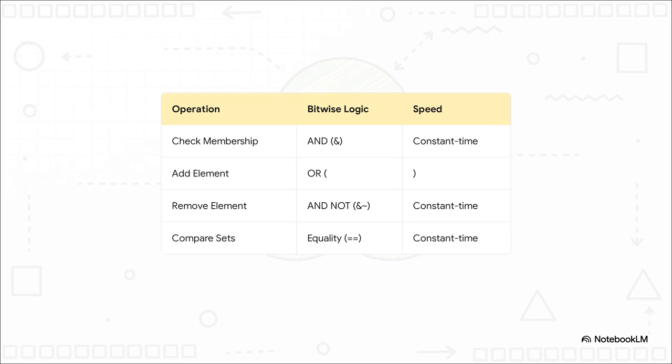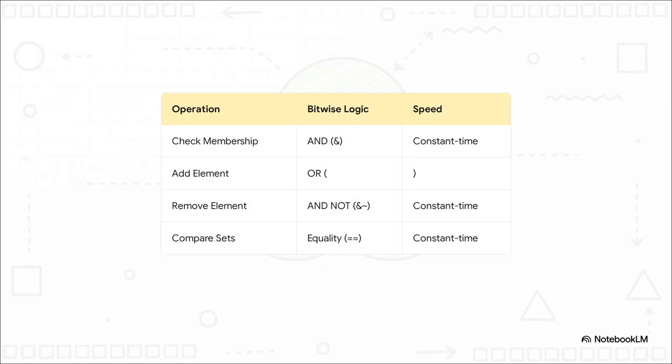Just look at this. Checking if an item is in our set, that's a single bitwise AND operation. Adding a new item, that's a bitwise OR. Now, why is this so amazing? Because these bitwise operations are things the computer's processor does directly in its hardware. They are literally among the fastest instructions a CPU can possibly execute. Comparing 2 entire sets is now as fast as comparing 2 numbers.